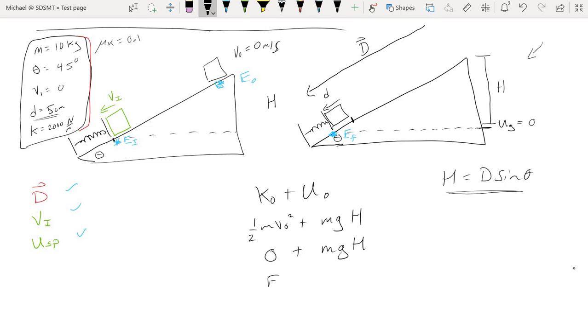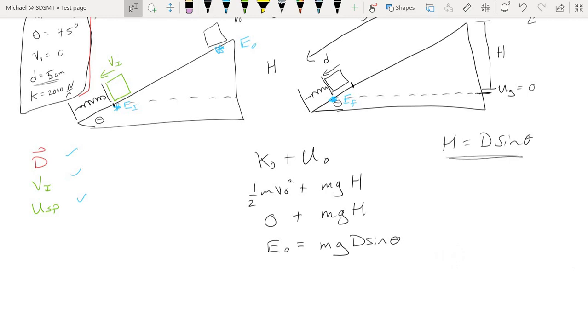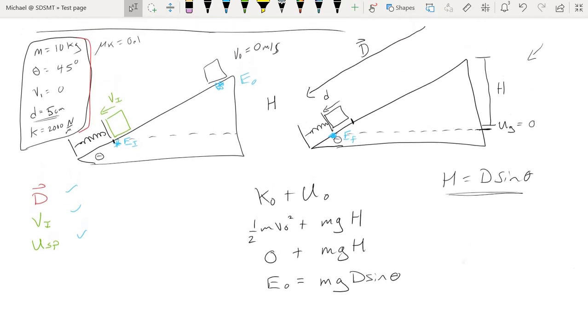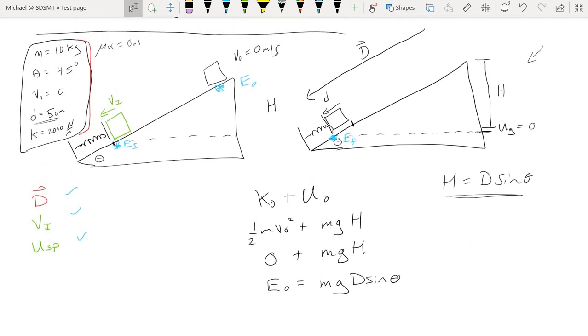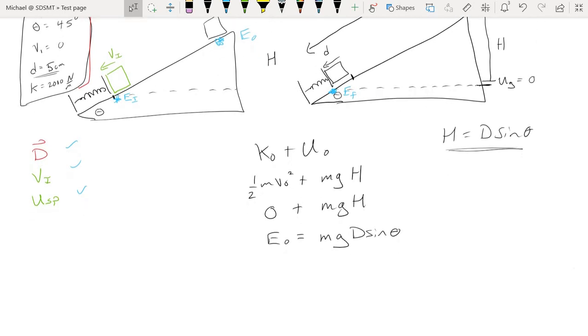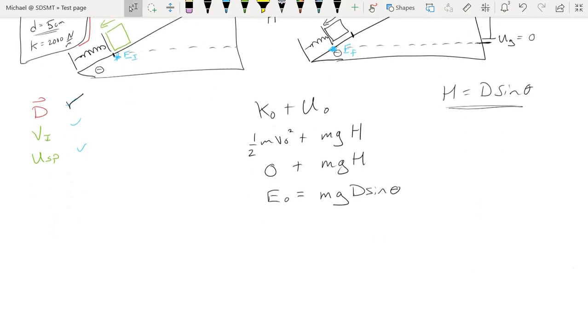So we have an initial energy in our system that is equal to mgh, which is equal to mg D sine theta. So that's the initial energy. I know the mass, I know g, I don't know big D, I know theta. Well, that's why we were asked to solve for big D. Let's try the energy at the impact site.